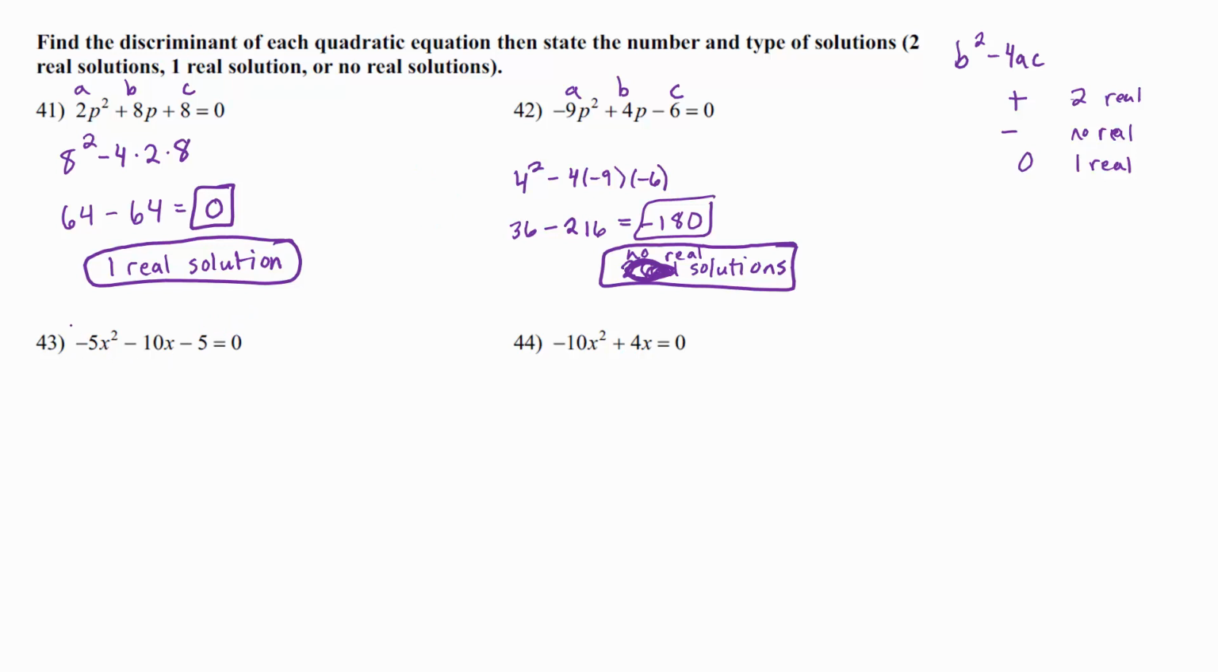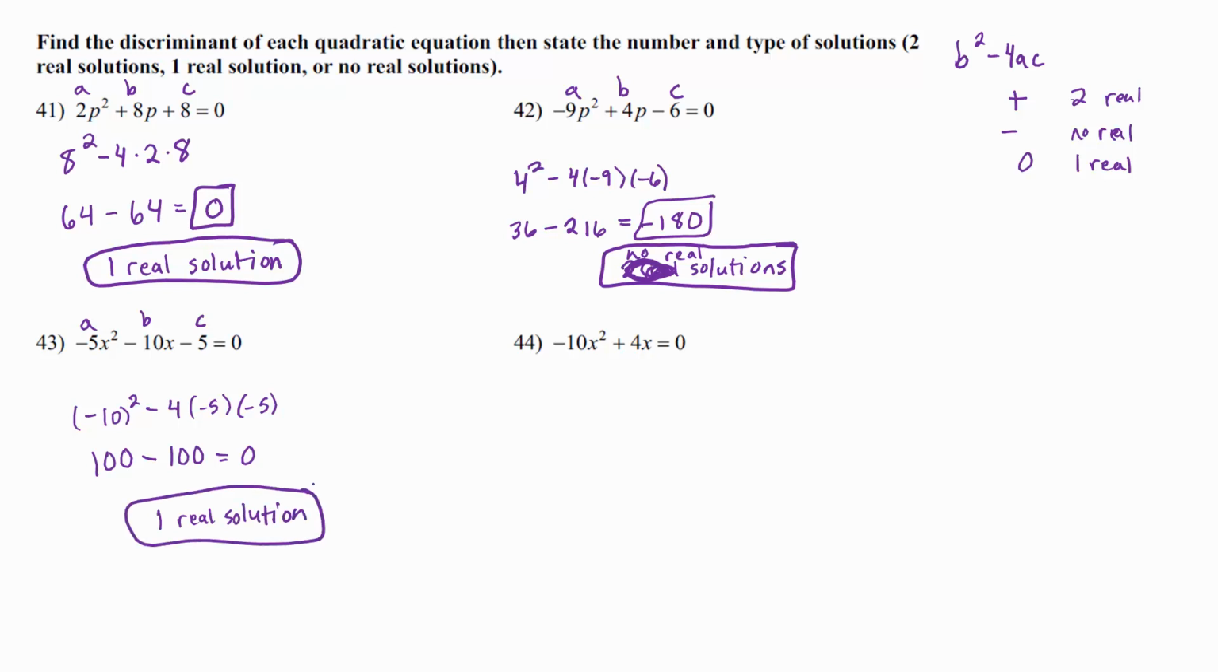All right, A, B, and C. B squared minus 4AC. So 100. This is a minus because there's 3 negatives. 4 times 5 is 20. 20 times 5 is 100. So 100 minus 100 is 0 again, which means 1 real solution. So I bet you can guess what we'll get on this last one.